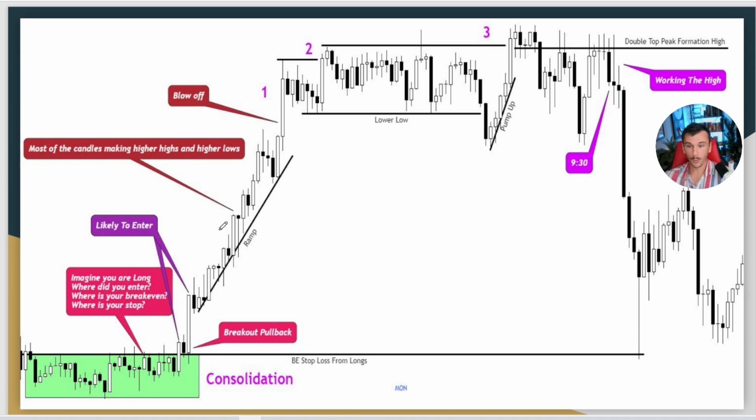And once it starts to go, where am I going to put my stop? You know, I'm going to put it at break even here. I'm going to put it at break even up here. All right, so step one. That's what all this is kind of saying down here, breakout pullback.